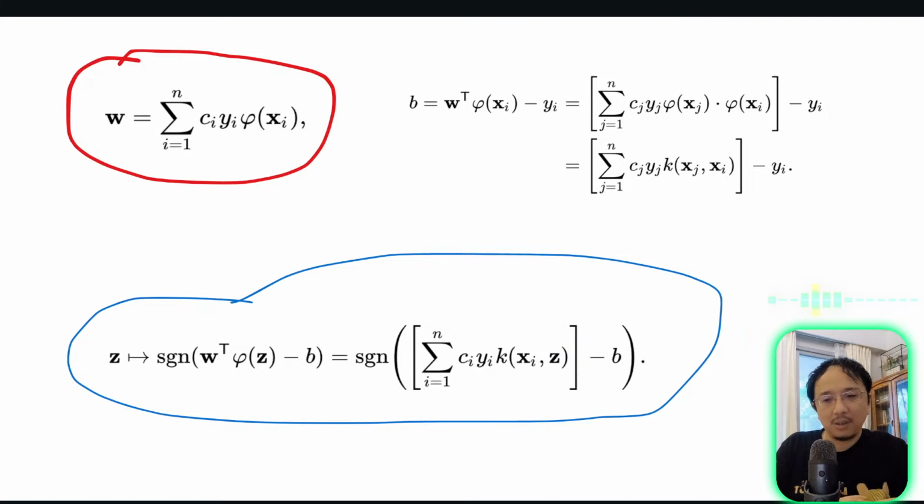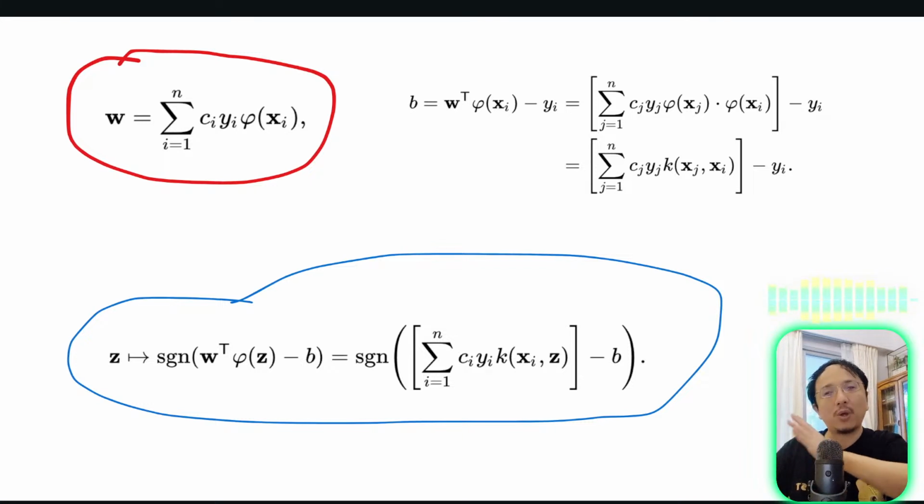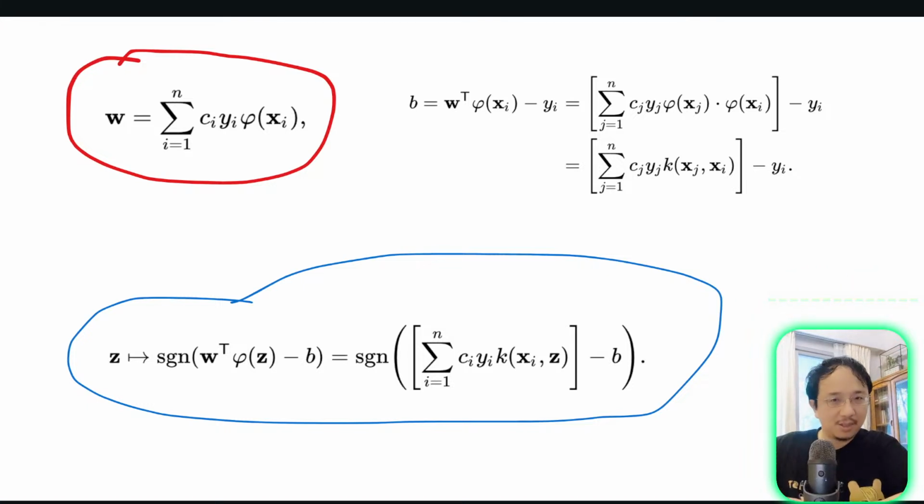One thing is that instead of working in an infinite dimension, we are working in a finite dimension. Actually, we are working in an infinite dimension, but we only need a finite amount of computation to do so. That's one good thing.